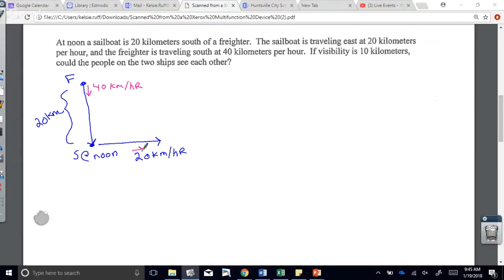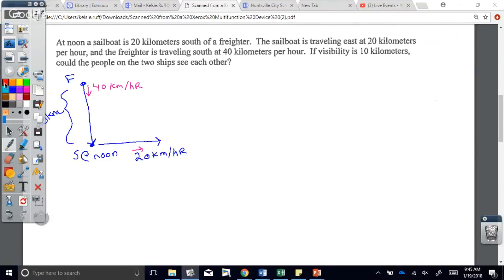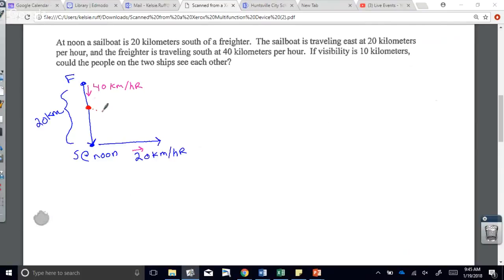Okay, so we're going east at 20 kilometers per hour. That's the sailboat. The fritter is moving 40 kilometers per hour. Maybe it's another type of boat. I don't know. If visibility is 10 kilometers, could the people on the two ships see each other? And when we talk about visibility, where these two things are, visibility is the direct distance. So we're going to call this D.